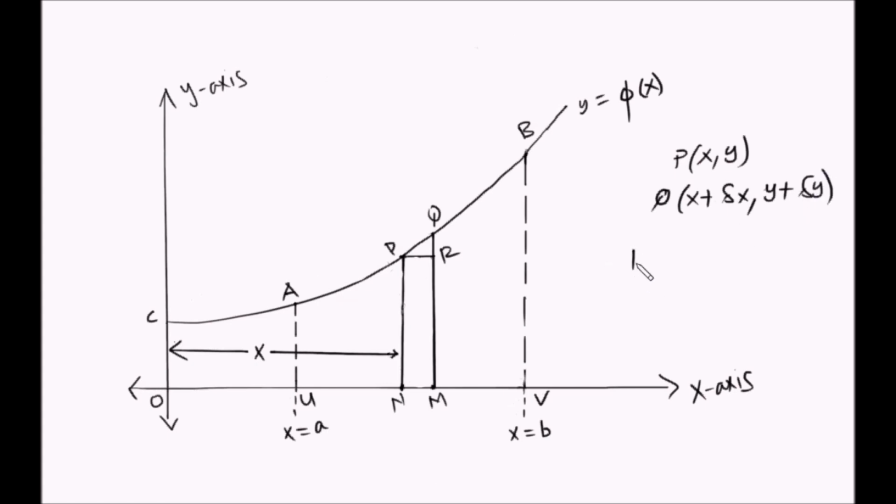So this rectangle has length PN which is y, and width NM which is delta x. But NM is also equal to what? PR. And PN is equal to RM. So this rectangle PNMR has length y and width delta x.